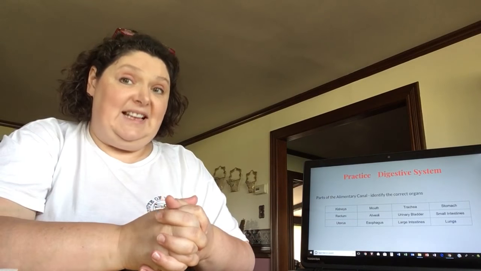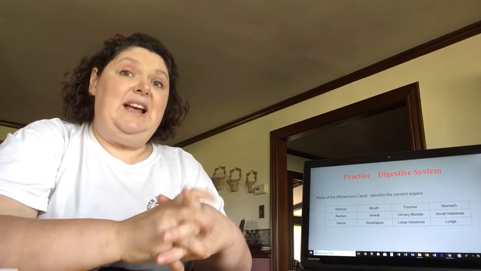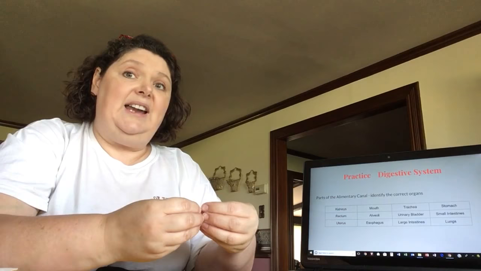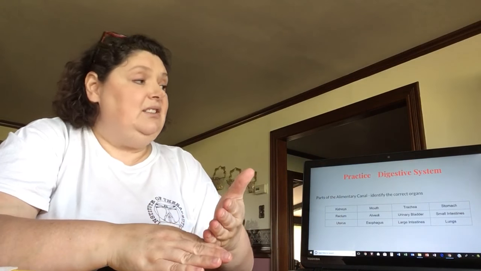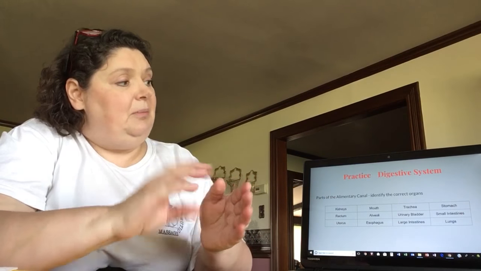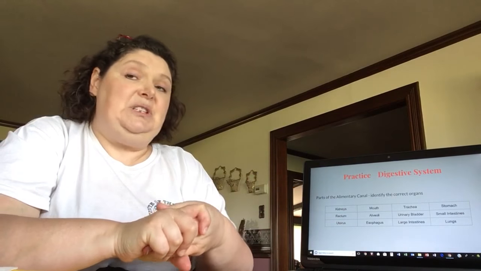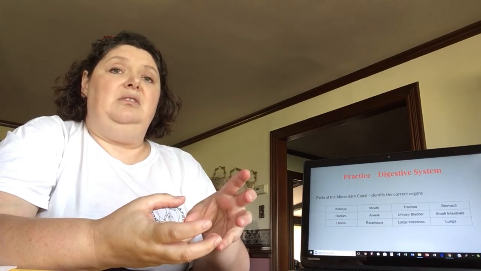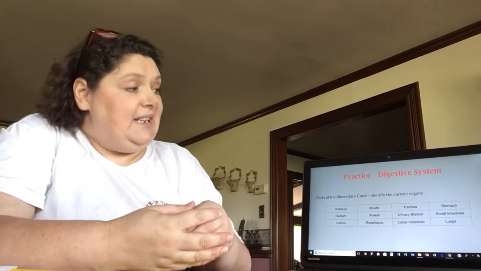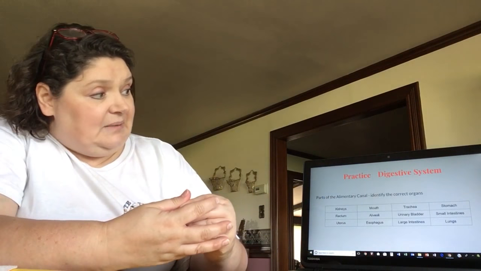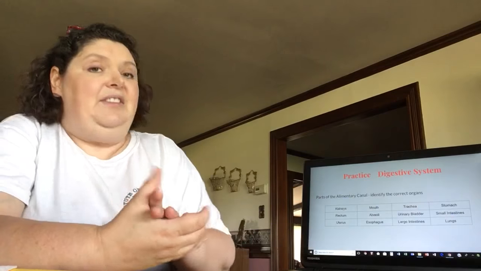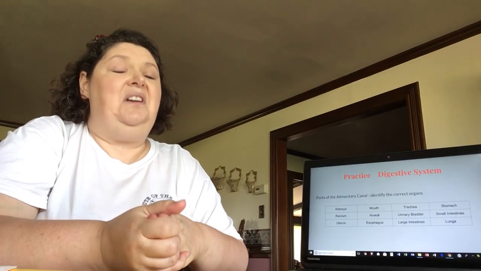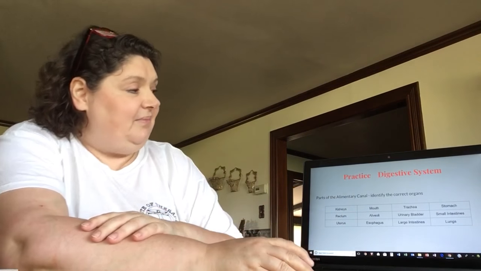Then we have our small intestines. This is where our food mass that has now been liquefied is going to be released in small amounts, a little bit at a time. It travels through the small intestines, and our blood vessels absorb the nutrients that have been released. Finally, we have here the lungs, and the lungs are part of the respiratory system.